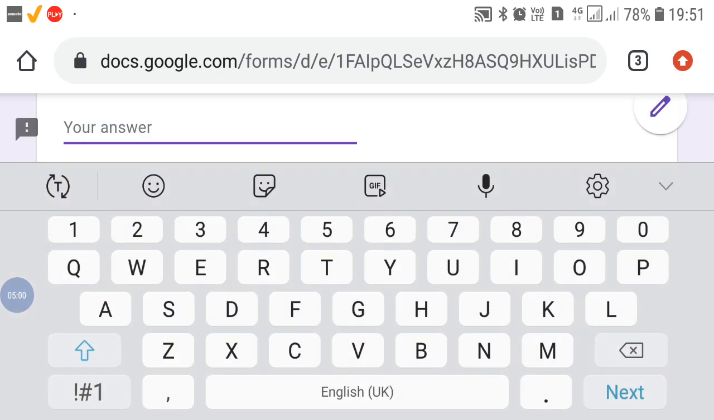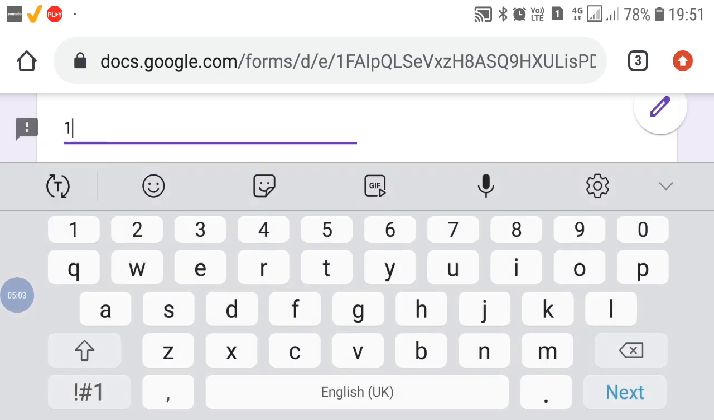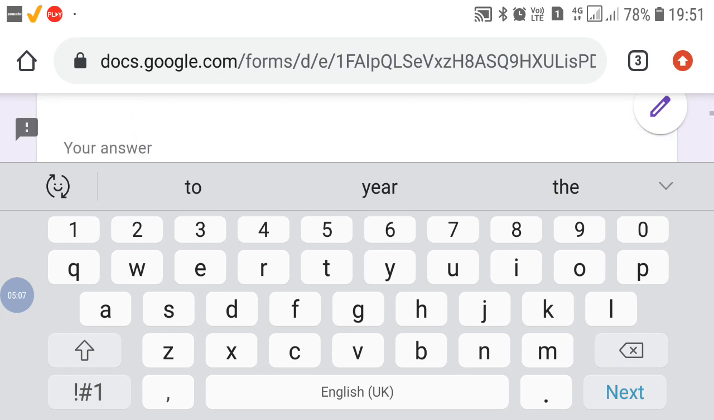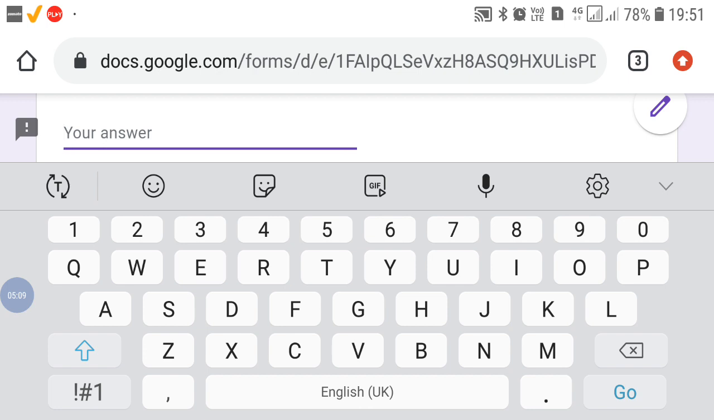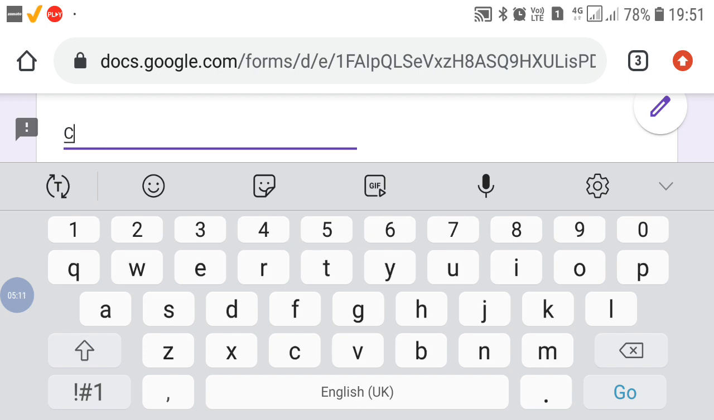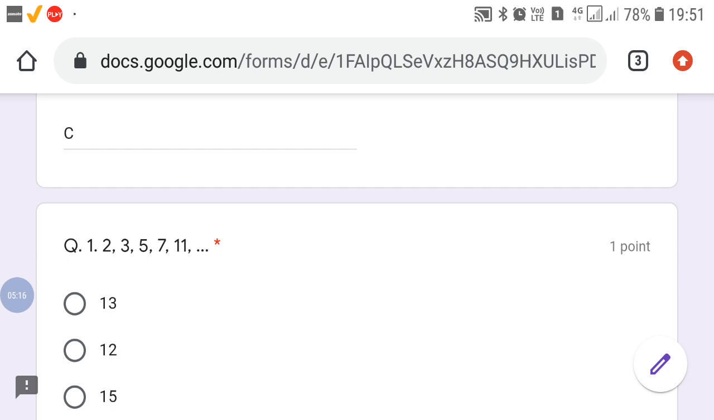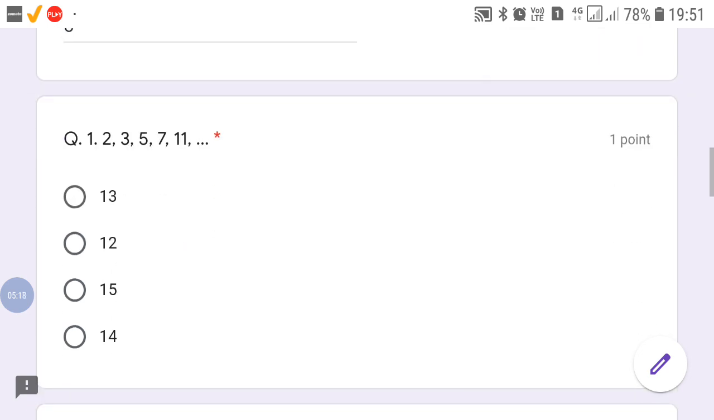Now comes your standard. So this is for standard 10. The next important thing is your division. Whatever your division is, here let me write C. Now your actual exam starts. Now this is question number 1. Of course, this is the question for math.